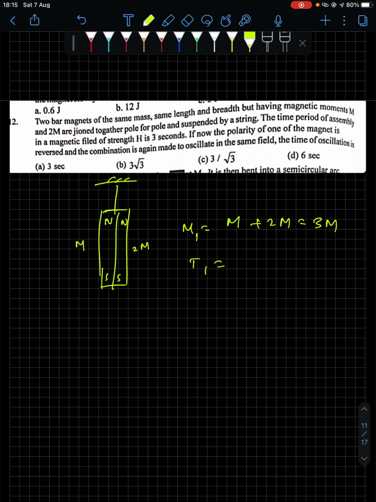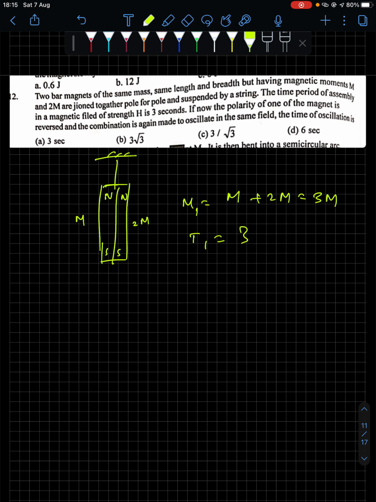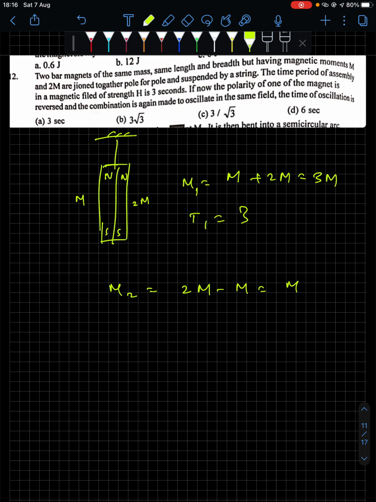Here the time period, when you suspend it by a string and allow it to oscillate in a magnetic field, is 3 seconds. Now the second situation is you reverse the polarity. In that case, the dipole moment will be 2m minus m, that is m. So here you are finding out the value of T.